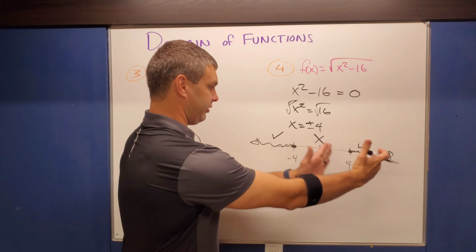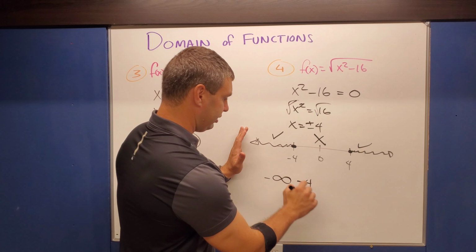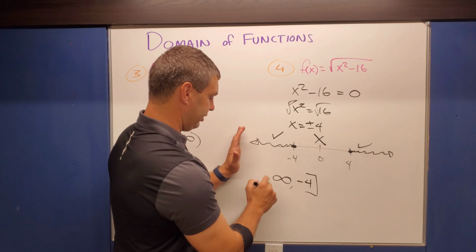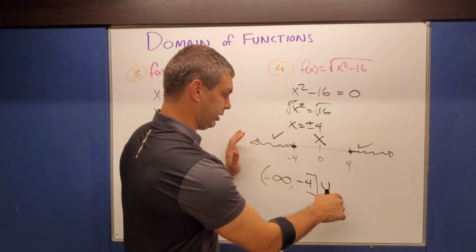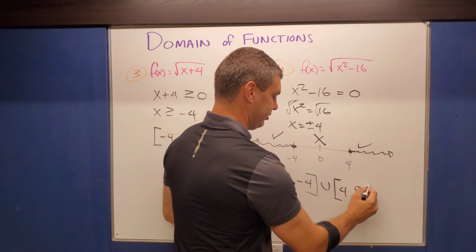Remember, it's a snapshot of our shading, so it's going to be from negative infinity to negative 4 with a closed dot. So this gets a bracket. Infinities always get parentheses. Union with another bracket 4 going to positive infinity.